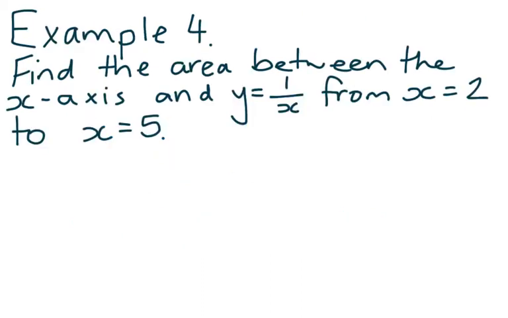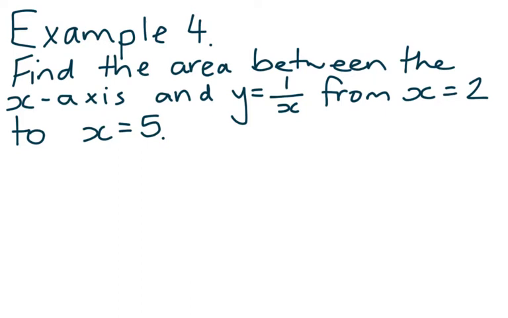And then, of course, being able to integrate helps us to find the area between curves or area under a curve. And we're just going to do one of those examples. What we're going to do is leave it as an exact value, so in logarithmic terms. So it says find the area between the x-axis and y equals 1 on x from x equals 2 to x equals 5.